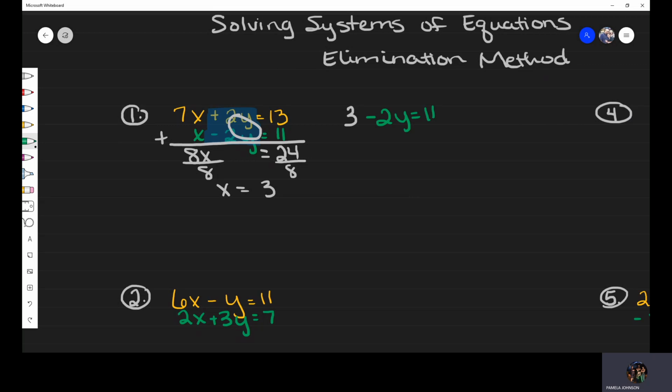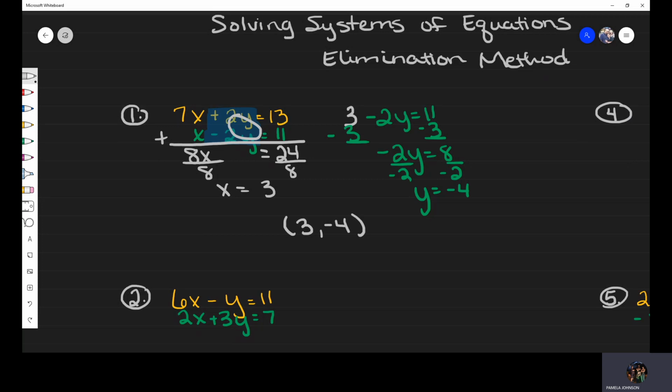So I'm going to subtract 3 from both sides. I have negative 2y equals 8. We'll divide both sides by negative 2. And we get y equals negative 4. So the solution to my system is (3, negative 4).